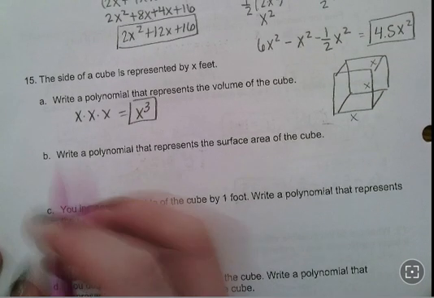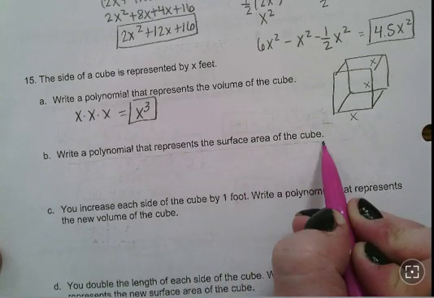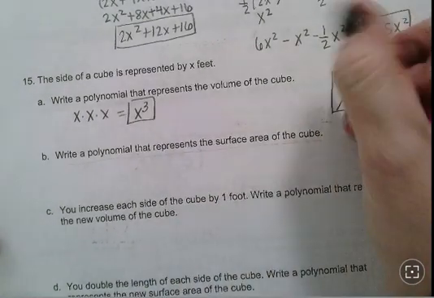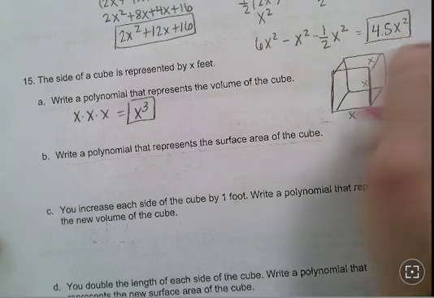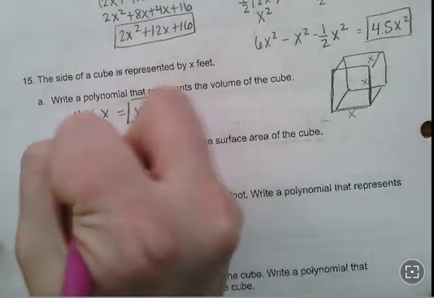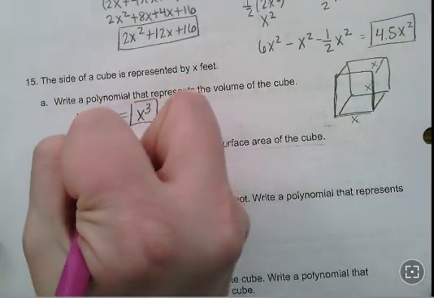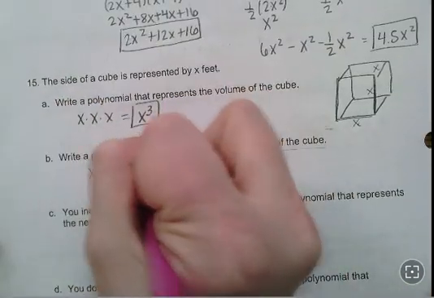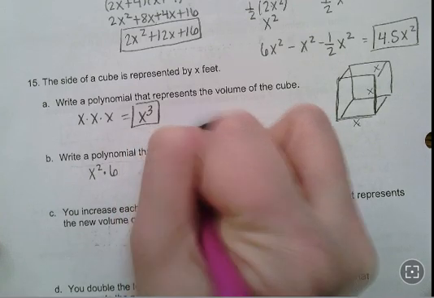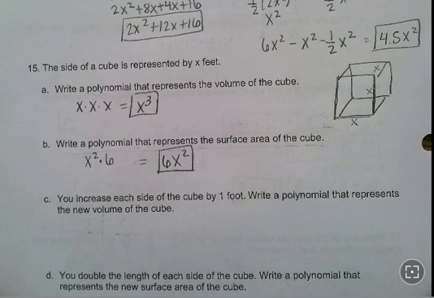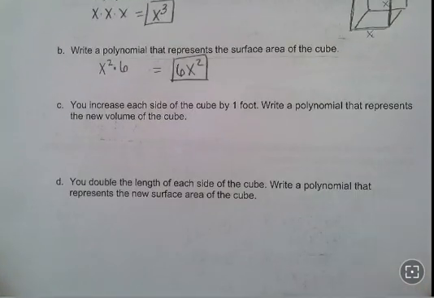Write a polynomial that represents the surface area of the cube. So the surface area, we did this one earlier. Well, one face of that cube, that area is x squared, right? Base times height. But there's 6 faces of that. So the surface area here is 6x squared. Now here's where things get interesting.